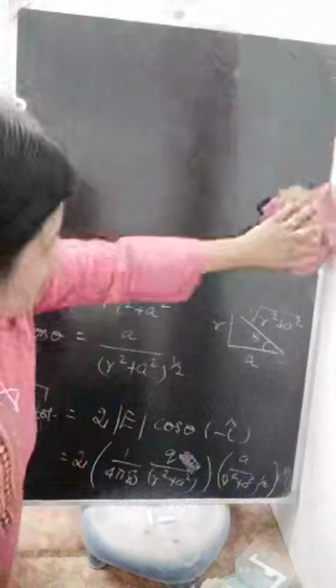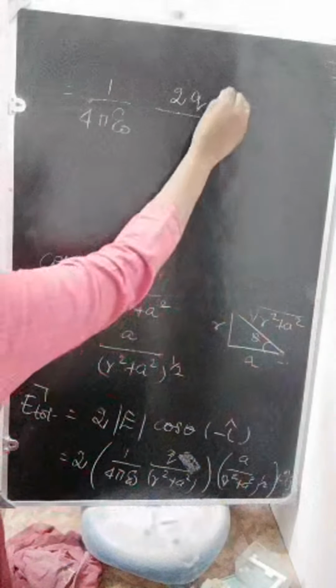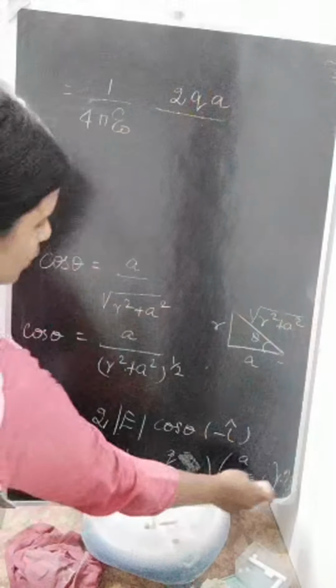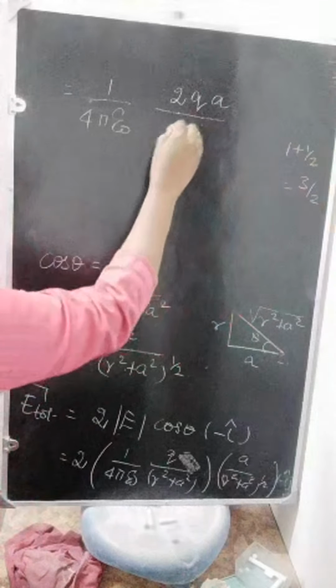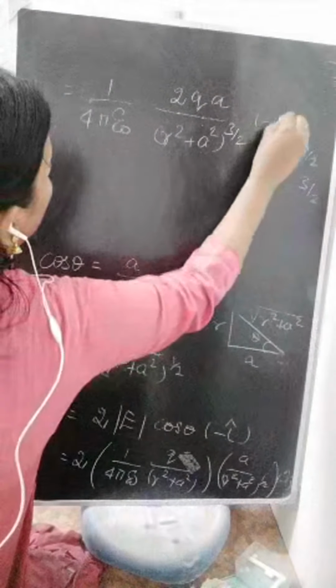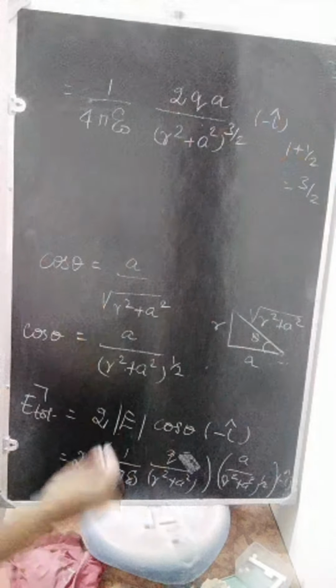Now, what is the value here? 1 by 4 pi epsilon naught, 2Q, I took the 2 inside, 2Q, and A also, it is in multiplication, so go for multiplication, 2QA. What is the denominator? Here 1 is there, here 1 by 2. So 1 plus 1 by 2, that is nothing but 3 by 2. So the value is (R square plus A square) power 3 by 2 into minus i cap. Actually it is very easy. Compared to the axial line, the equatorial line is very easy.